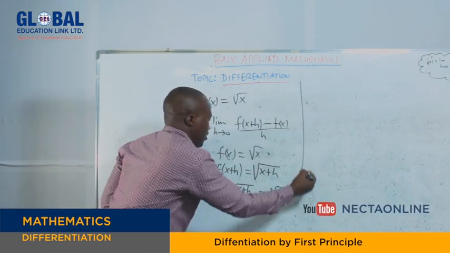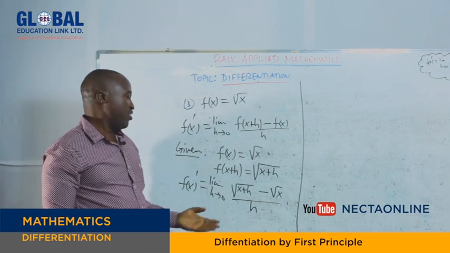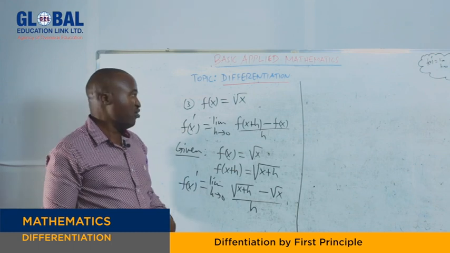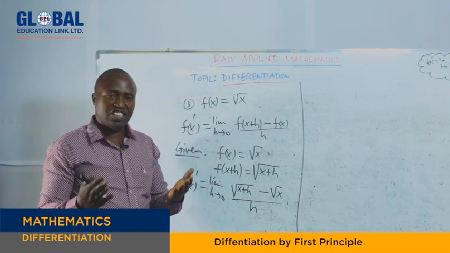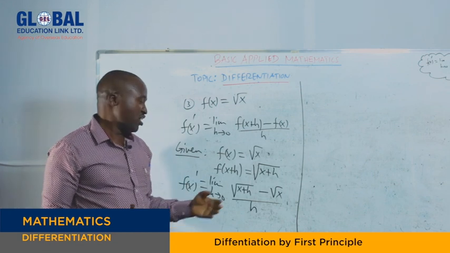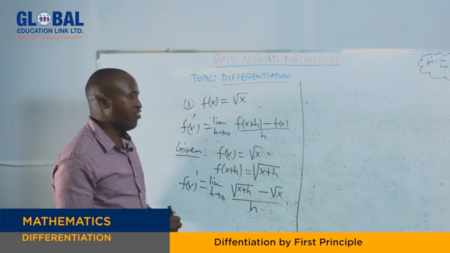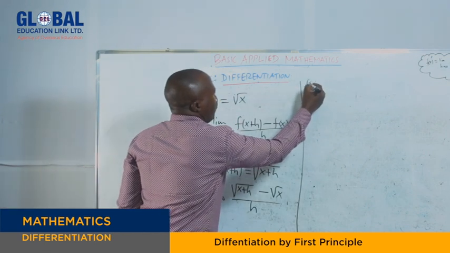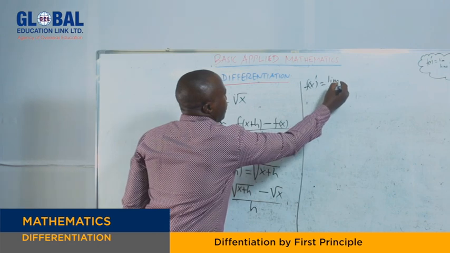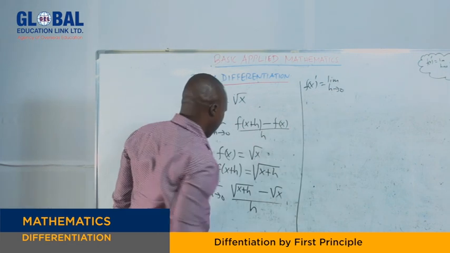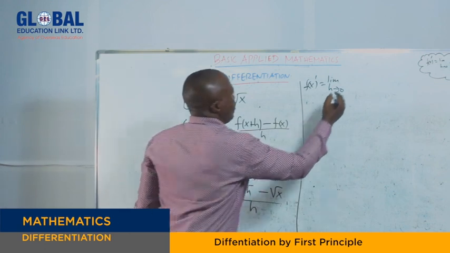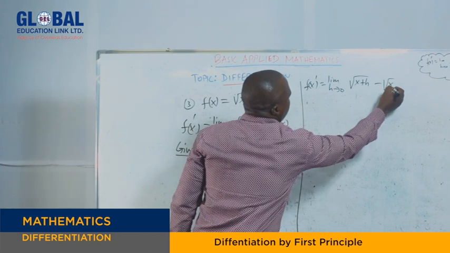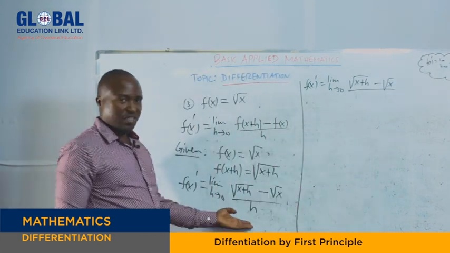Now we have part of the numerator and part of the denominator. But my dear student, for such a question, we have to rationalize the numerator. So we find the rationalizing factor. So we are going to have f'(x) equal to the limit as h approaches 0 of the square root of x plus h minus the square root of x over h.